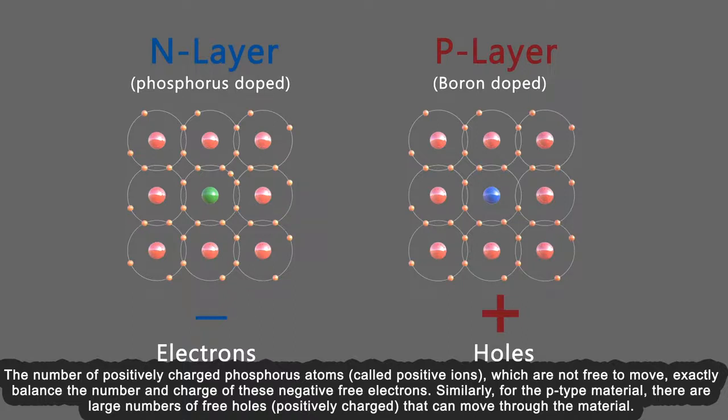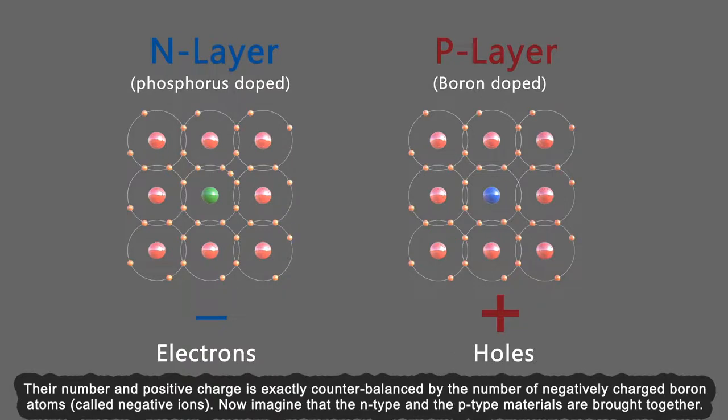Similarly, for the p-type material, there are large numbers of free holes, positively charged, that can move through the material. Their number and positive charge is exactly counterbalanced by the number of negatively charged boron atoms, called negative ions. Now imagine that the n-type and the p-type materials are brought together.